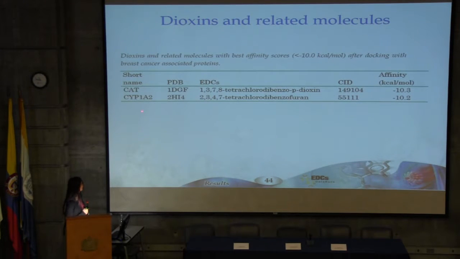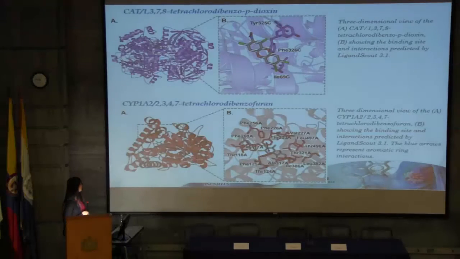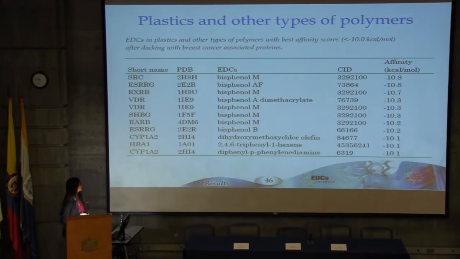In this group, we saw that the complexes that exhibited affinity score lesser than -10, which is very, very good, were these two. So we can infer that endocrine disruptors could affect the stress response, oxidative stress response. Here we can see the interactions with catalase and CYP1A2 proteins.